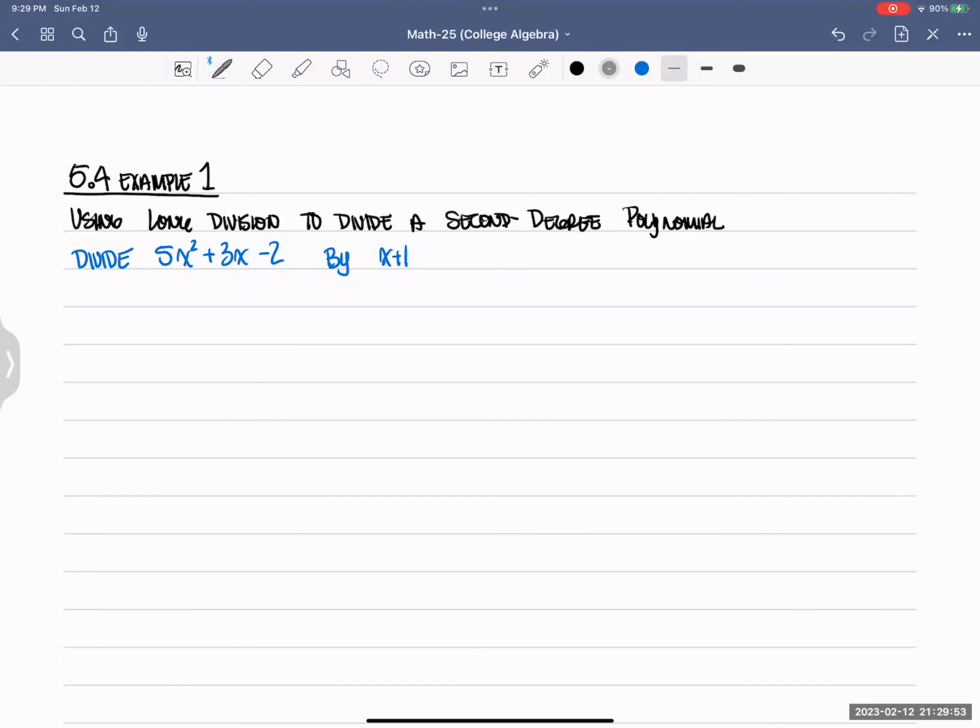Section 5.4, example 1, using long division to divide a second degree polynomial. So divide 5x squared plus 3x minus 2 by x plus 1.